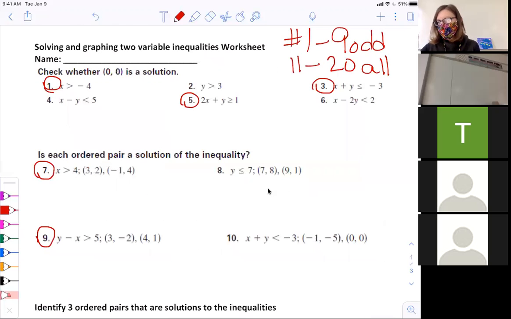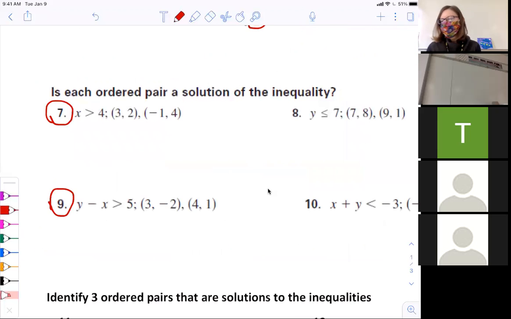So I'll go through, let's look at number 7. Number 7 says, is each ordered pair a solution of the inequality? So this is a yes or no question. These are 2 different ordered pairs. So we're going to test 3, 2 first, and then we're going to test -1, 4. Let's do that in another color.